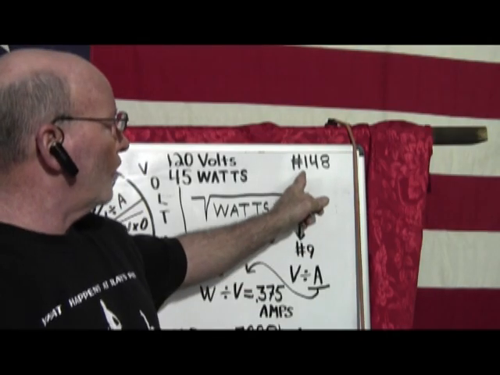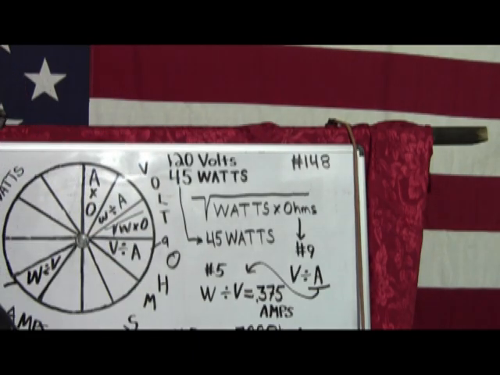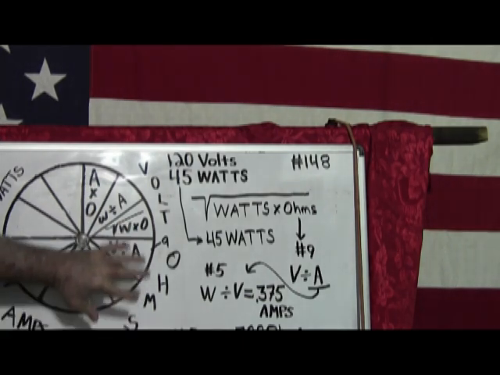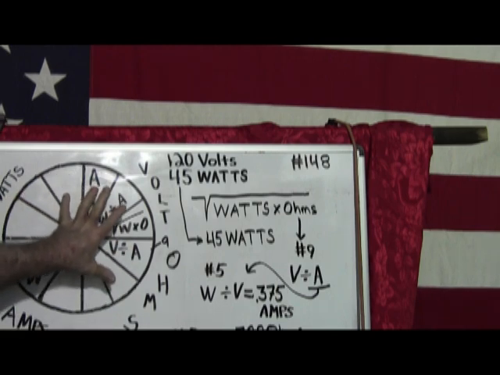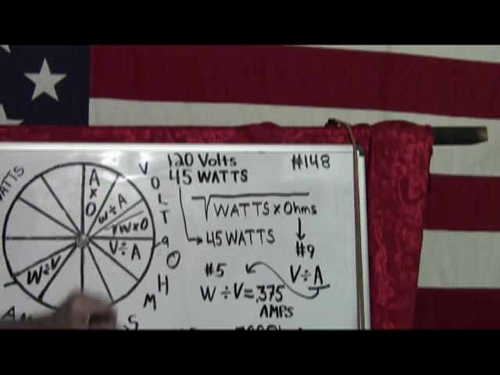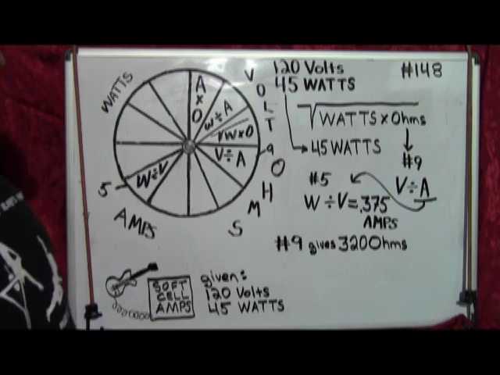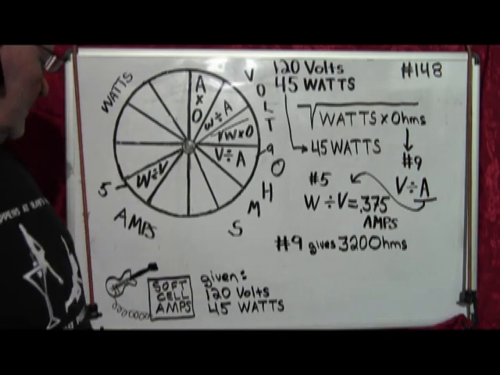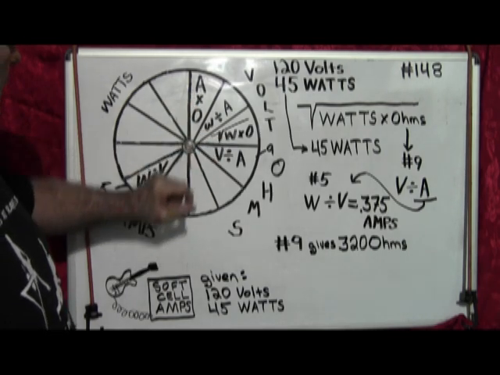This is lesson number 148, in which we go over the volts section of the pie chart, which is 10 through 12 of the entire 12 major equations that you need to know to pass your NEC code test. Using a soft cell amplifier, which is rated at 120 volts and 45 watts, those are givens, we're going to solve for these last three equations.